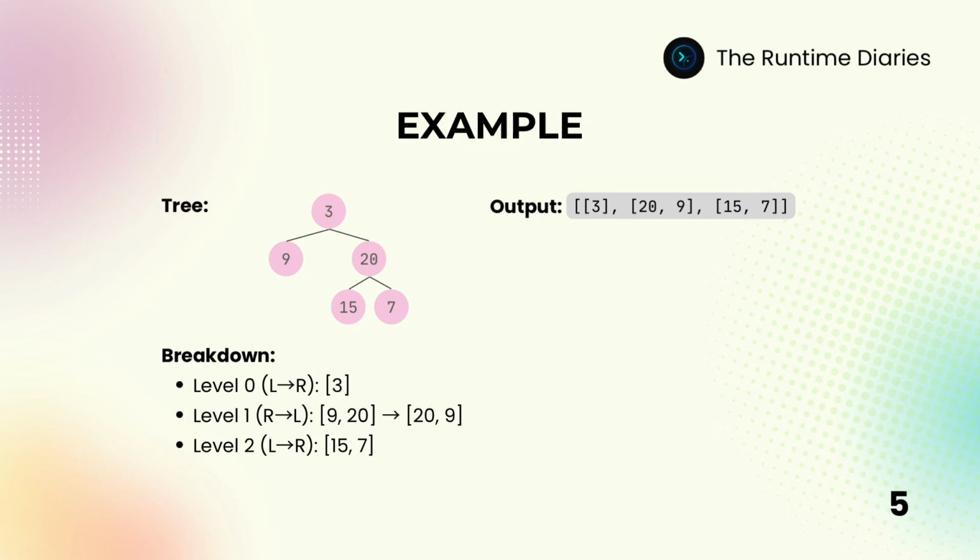Level 0 contains just the root, which is 3. We read left to right, so we get 3. Level 1 contains 9 and 20. Normally, in left to right order, that would be 9, 20. But level 1 reads right to left, so we reverse it to get 20, 9. Level 2 contains 15 and 7. We're back to left to right, so we get 15, 7 in normal order. That's the entire pattern. Collect each level, reverse every other one, and you're done.